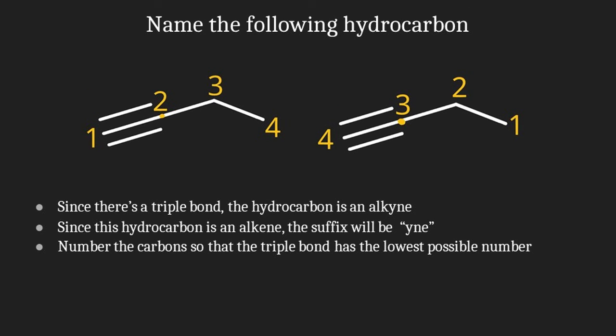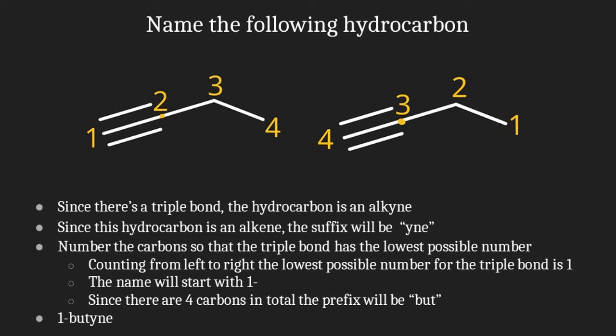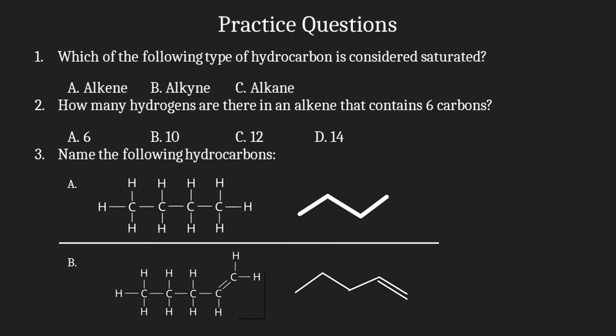The same thing can be seen using the skeletal formulas. Since the triple bond has its lowest possible number on the first carbon, we're going to start the name with a 1-. And no matter how we numbered, we should have gotten that there are 4 carbons, so the prefix will be but. So putting this all together, we get that the name of this compound is 1-butyne.